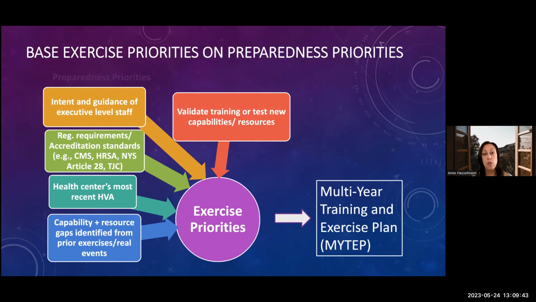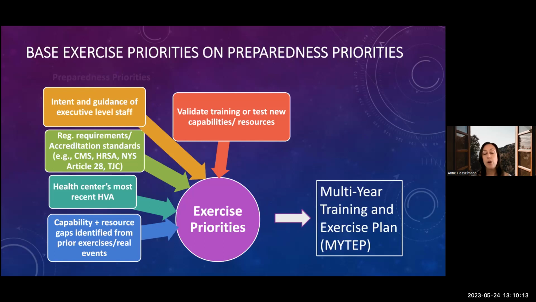And there is a tool for that I'm sure you're familiar with, and we're not going to get into that today, but there is the Kaiser Permanente tool, which is one of the most commonly used in healthcare, and you can adapt that for your needs. Then, of course, you want to look at capability and resource gaps identified from any prior exercises or real events. And that really speaks to the improvement planning process, as I mentioned before.